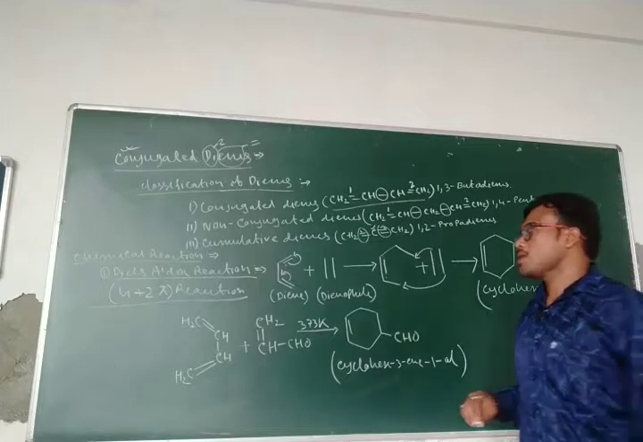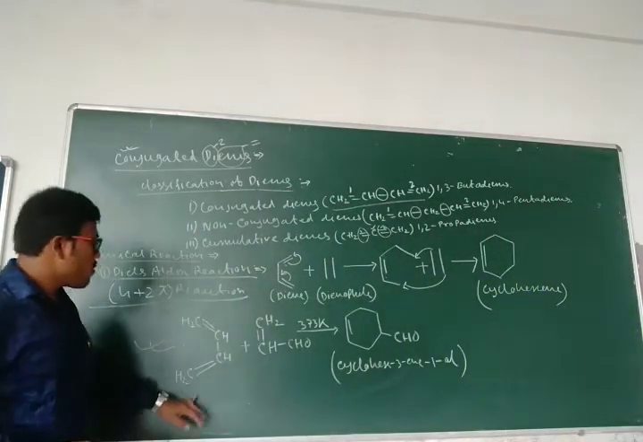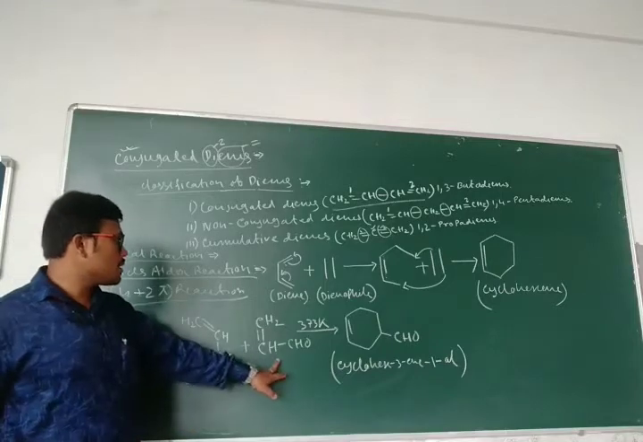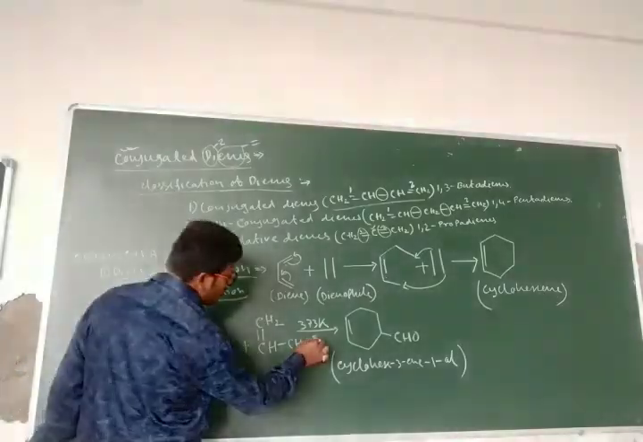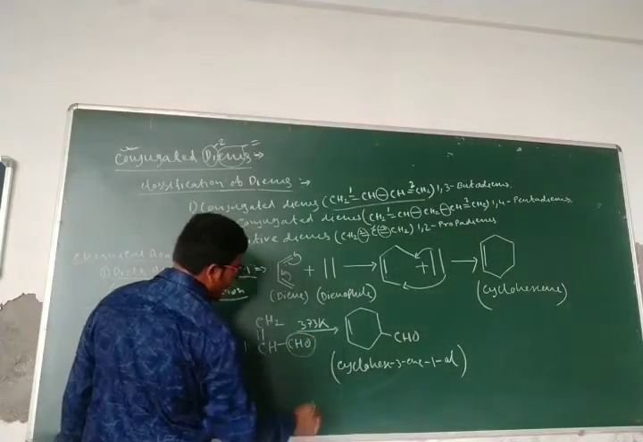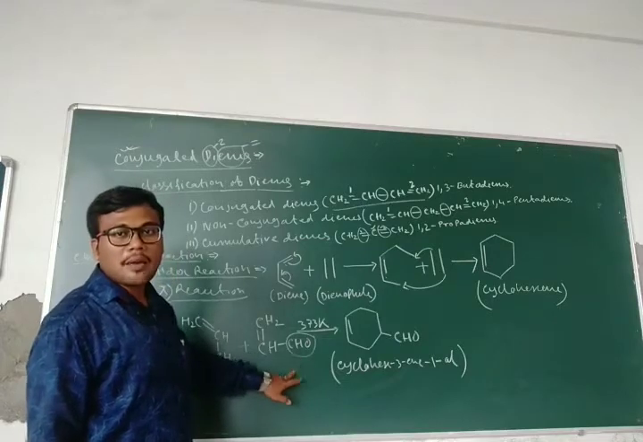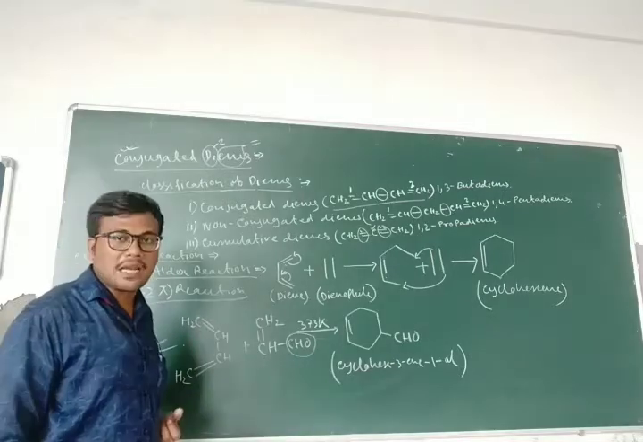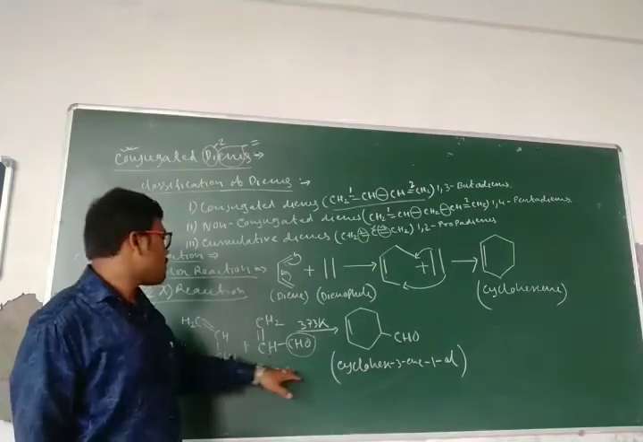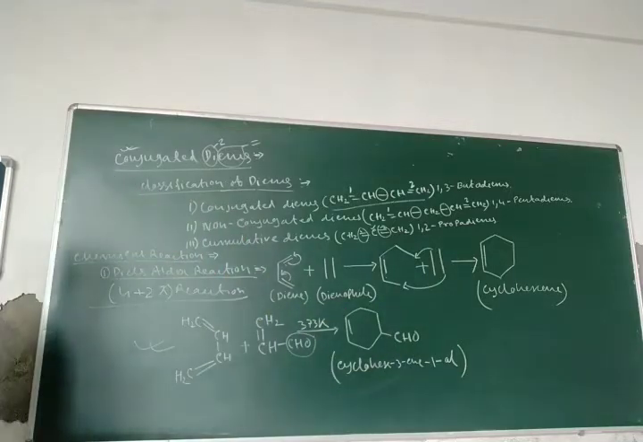I also have another example, where a diene reacts with a dienophile which contains an electron withdrawing group. This aldehyde group is an electron withdrawing group. That means it has the capability to attract electrons towards itself. Then the final compound is cyclohex-3-en-1-al. So this is the Diels-Alder reaction.